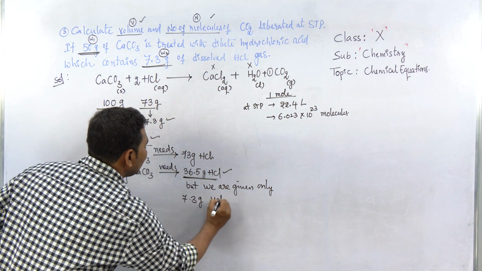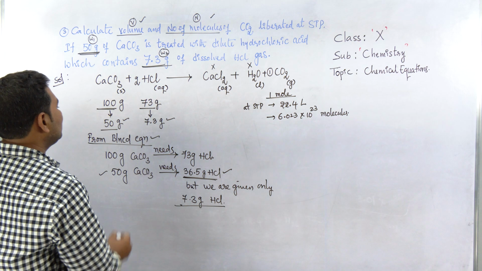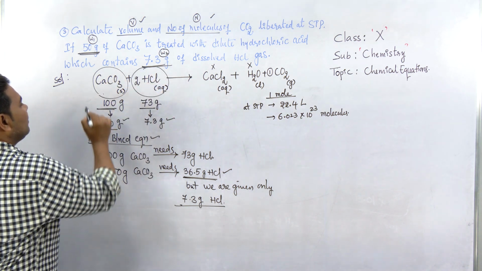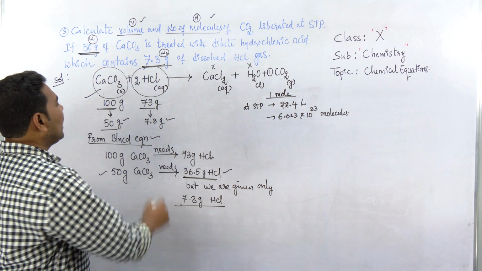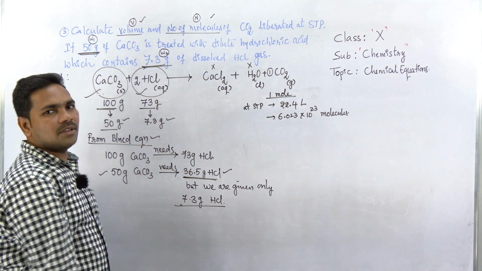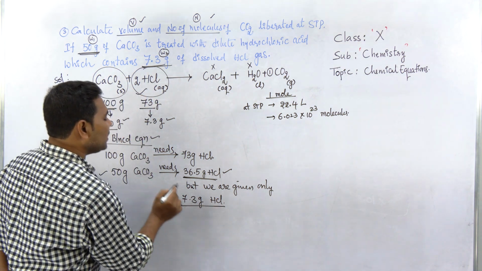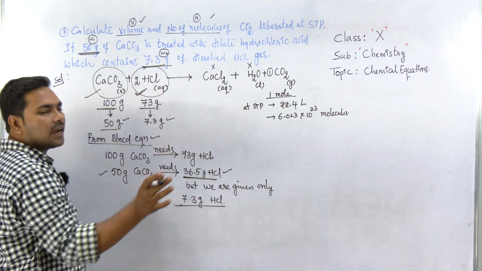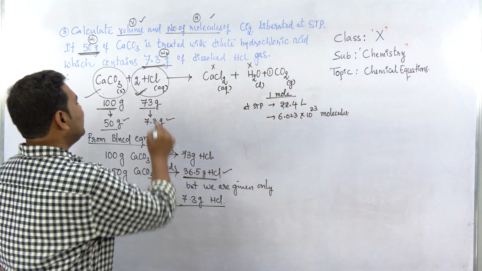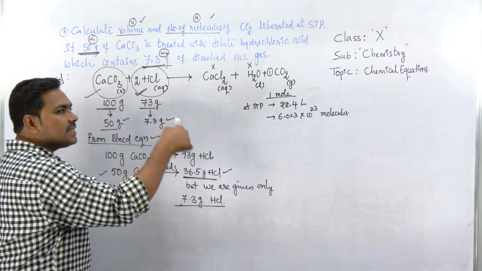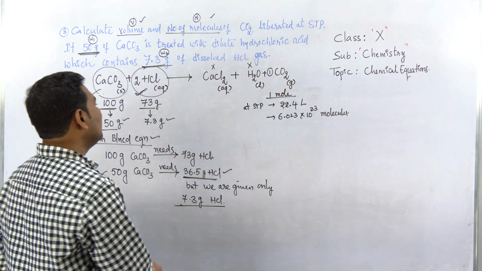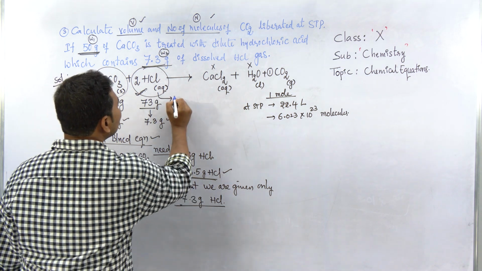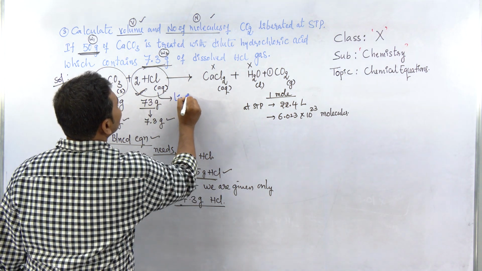7.3 grams of HCl. Okay, in this, CaCO3 is one reactant, HCl is another reactant. 50 gram CaCO3 is given and that needs 36.5 gram HCl, but we are given only 7.3 grams. Reactants are also called reagents, and the reagent that is less than the required quantity is called the limiting reagent. Such reagents are called limiting reagents.